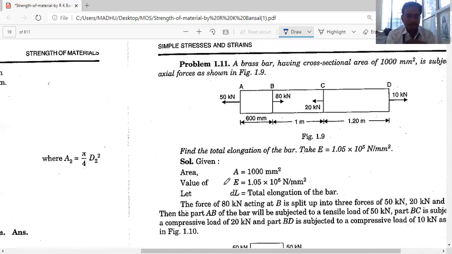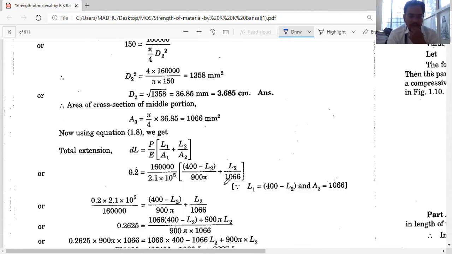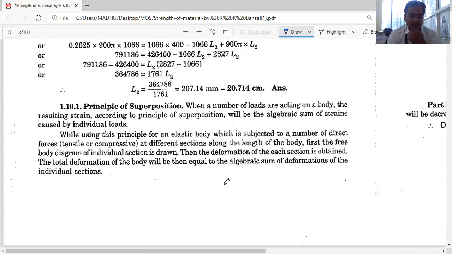The last problem, we solve this problem based on the principle of superposition. When a number of loads are acting on a body, the resulting strain according to the principle of superposition will be the algebraic sum of strains caused by individual loads. The overall strain is equal to the algebraic sum of the individual strains. The algebraic sum of individual strains in a body is called the principle of superposition.